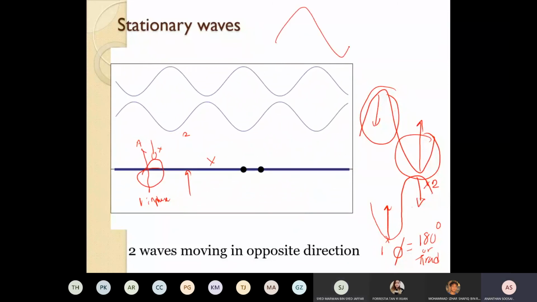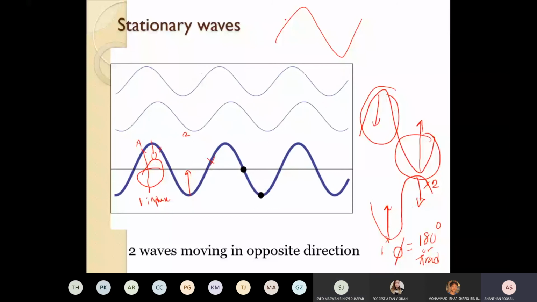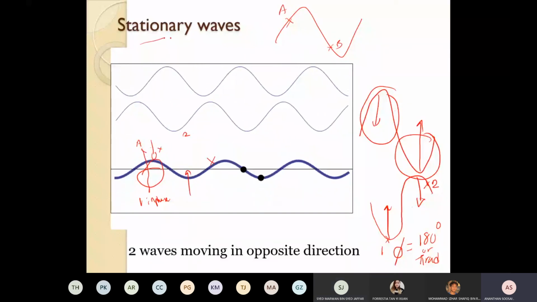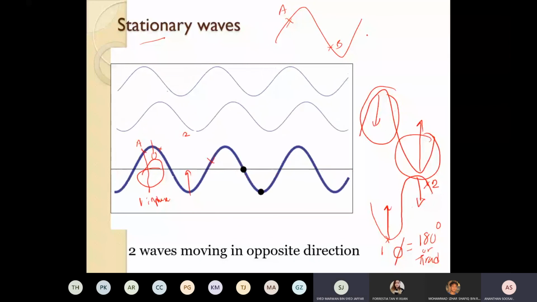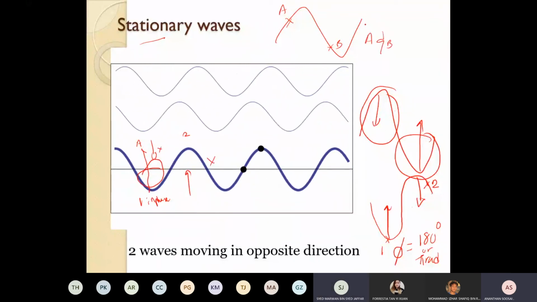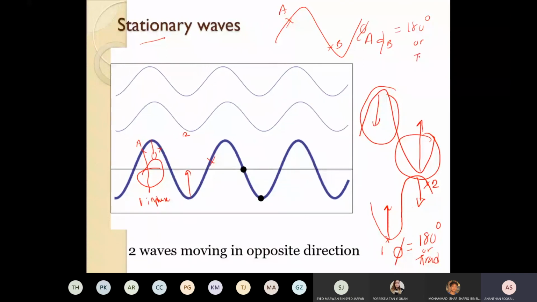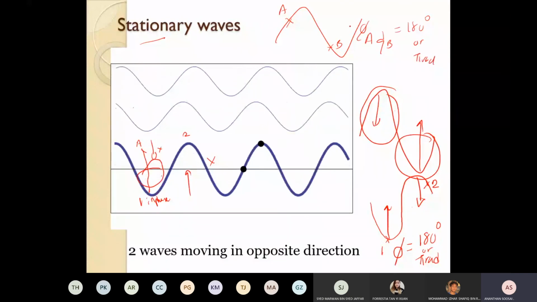Let's say there is a stationary wave. This is the first particle, A, and this is the second particle, B. If they are in adjacent loops, what is the phase difference between A and B? The phase difference is 180 degrees or pi radian. They always move in opposite direction.